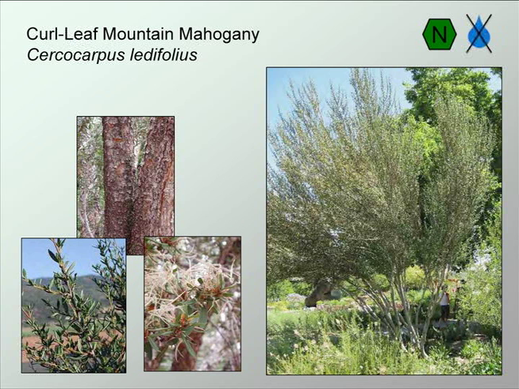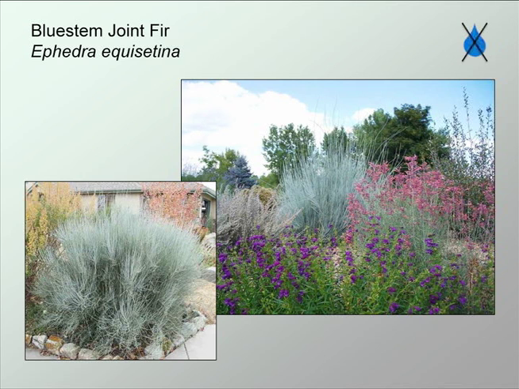Another underused plant is the curl-leaf mountain mahogany. This is a large shrub or a small tree. You can see in this picture here, it's been limbed up to a small tree. It has an interesting fuzzy seed pod, can actually be grown without water, and is a wonderful native plant for Colorado landscapes.